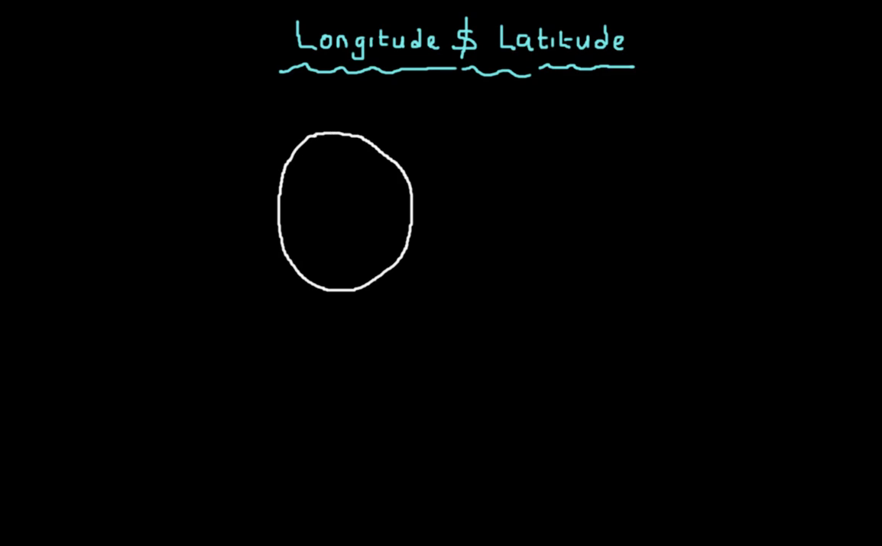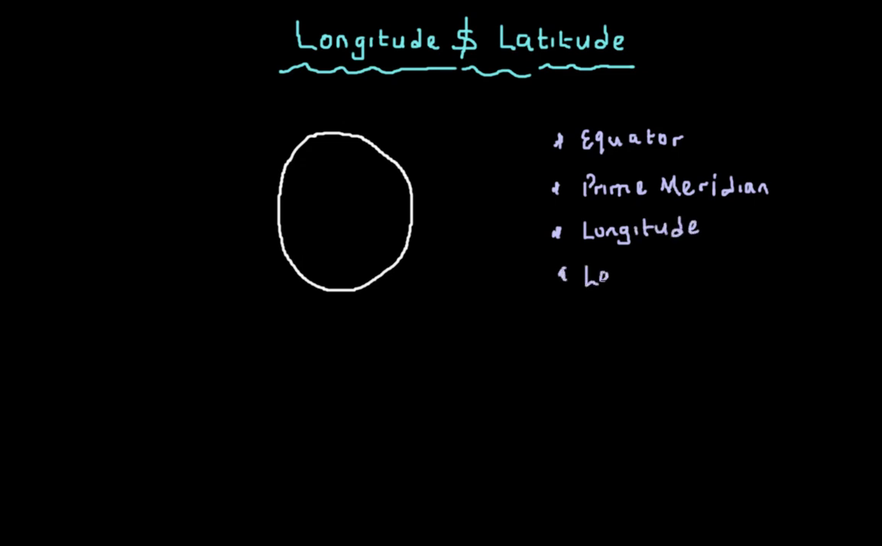So in this video, the first thing I want to do is to explain what we mean by an equator, what we mean by the prime meridian, what we mean by longitude, latitude, great circle, and small circle. So let's take the first thing.